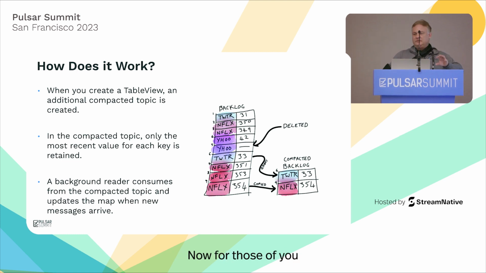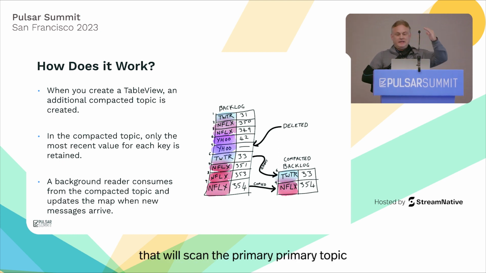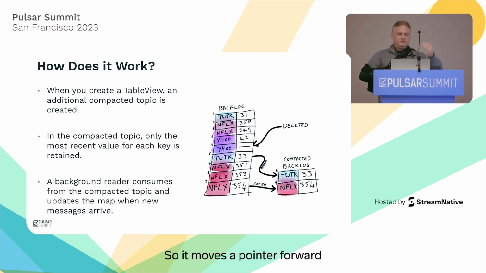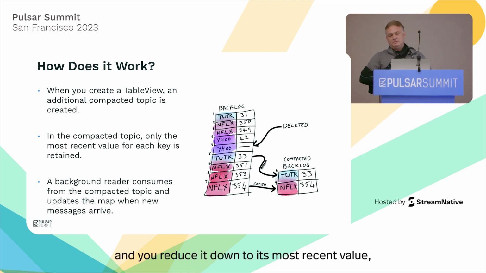Now for those of you not familiar with the compacted topic concept, basically it is a secondary standalone data structure that will scan the primary topic and then take the most recent data from that. So it moves a pointer forward and it takes the most recent value and persists only that data. So again, you take that large data set there on the left with all these duplicate entries for like Netflix, and you reduce it down to its most recent value.